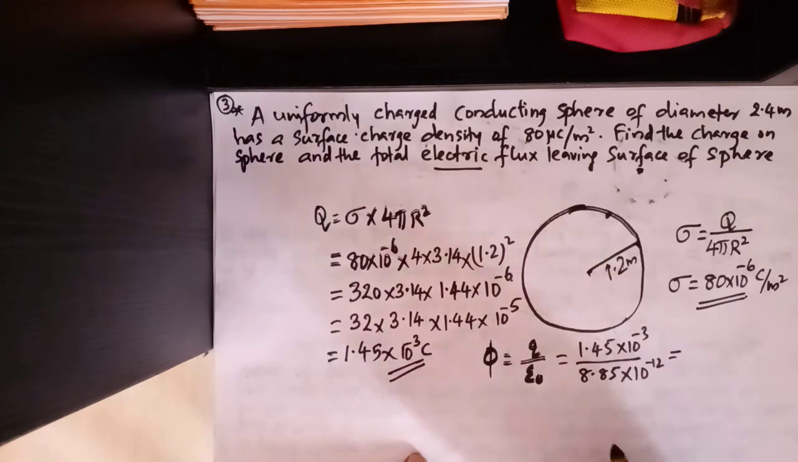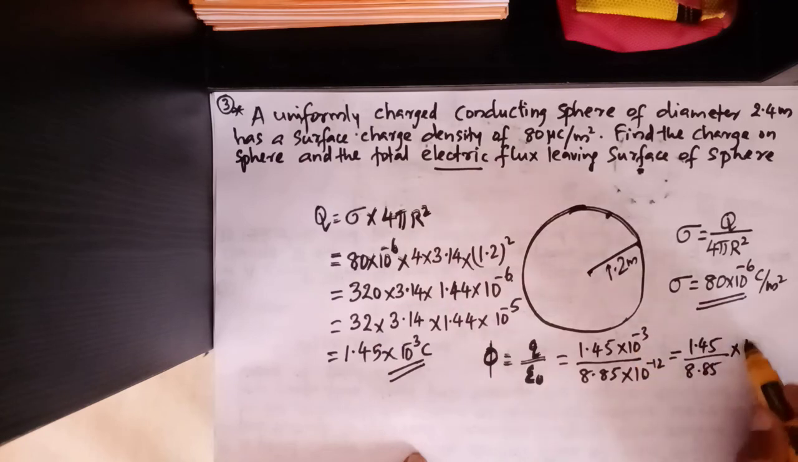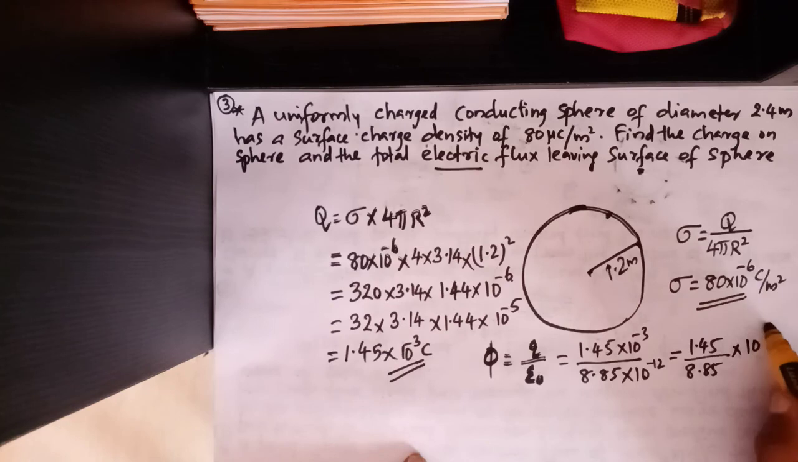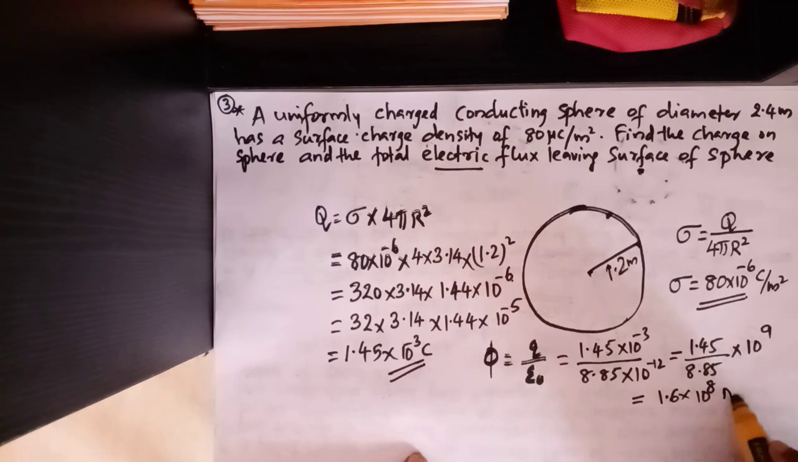So when you divide this, 1.45 by 8.85, and the 10 raised to minus 12 comes up, it will be plus 12, so 10 raised to 9. Again, when you multiply, you will get the answer 1.6 into 10 raised to 8 Newton meter square by Coulomb. This will be the final answer.